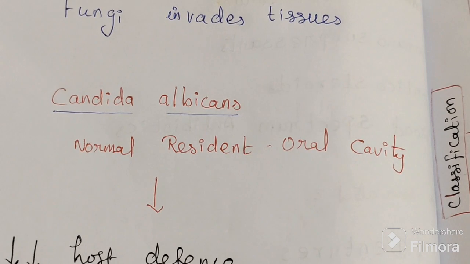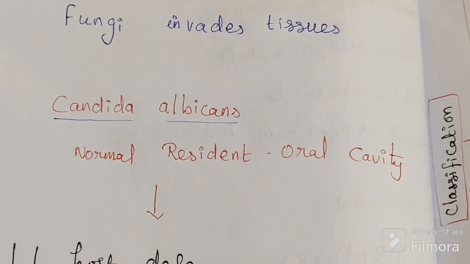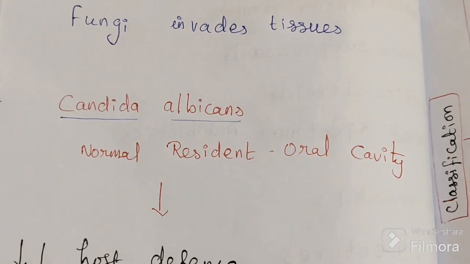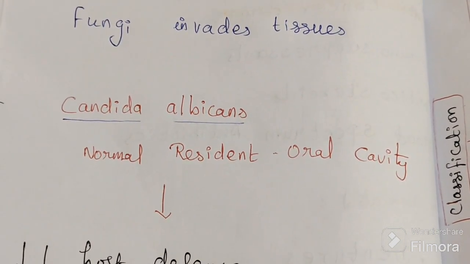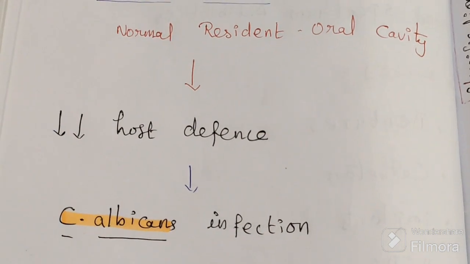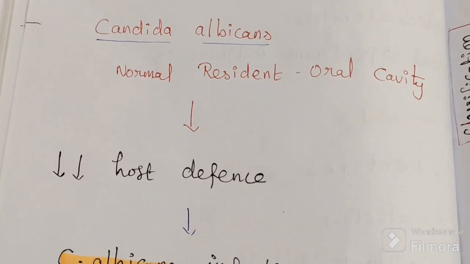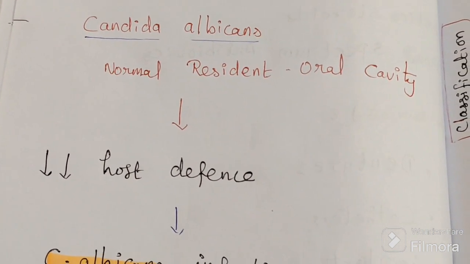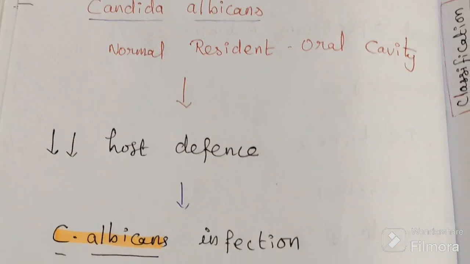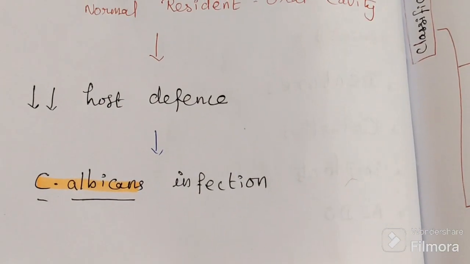Candida albicans is the normal resident of the oral cavity, but when the host defense is reduced, Candida proliferates, resulting in candidiasis.